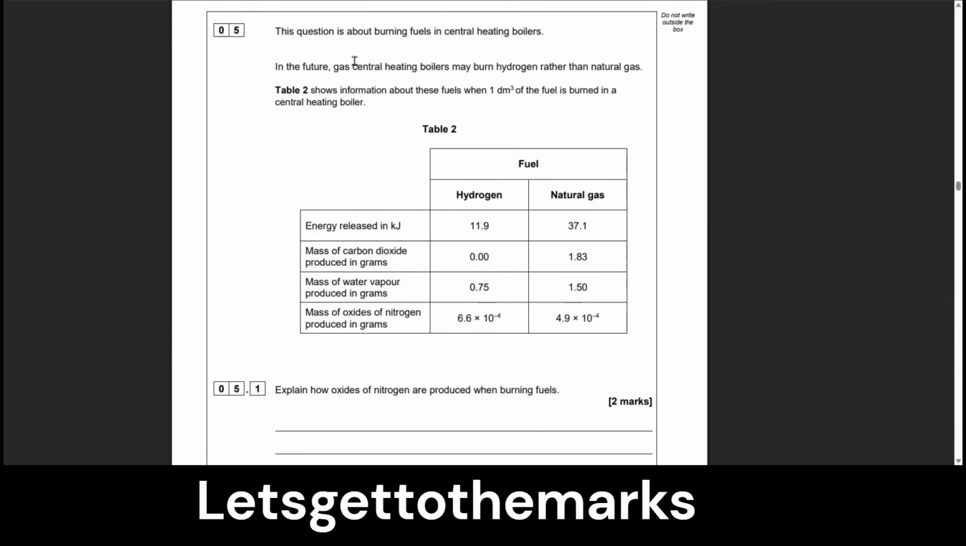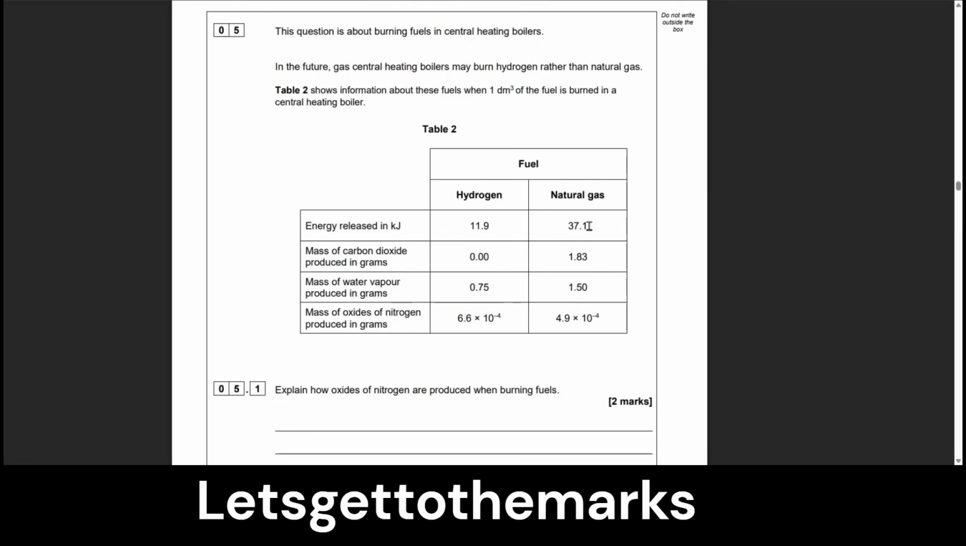Right, we're on question 5. This question is about burning fuels in central heating boilers. In the future, gas central heating boilers may burn hydrogen rather than natural gas. Table 2 shows the information about these fuels when 1 decimeter of the fuel was burned in a central heating boiler. So we've got the fuel, we've got hydrogen, we've got natural gas, energy released in kilojoules.